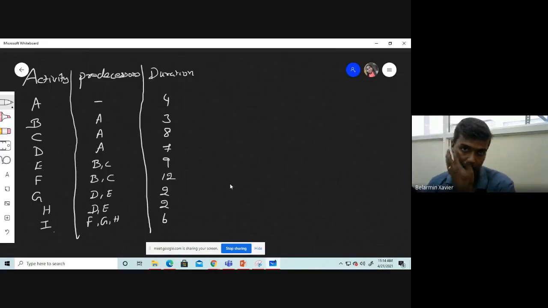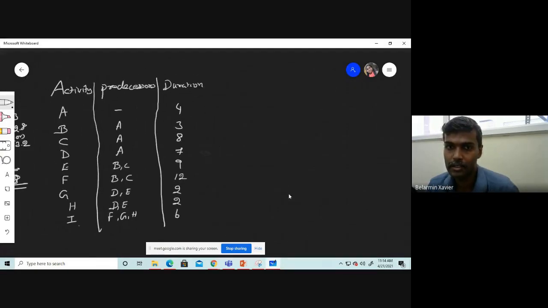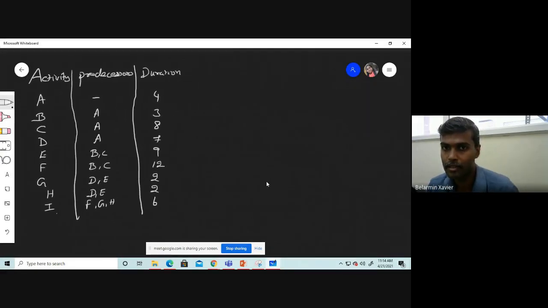First we can draw the network diagram. So we can use the precedence network diagram here. Okay, so this particular problem will give you a little bit of confusion. Why? Because crossing of activities will happen. So let me show how we can draw it.